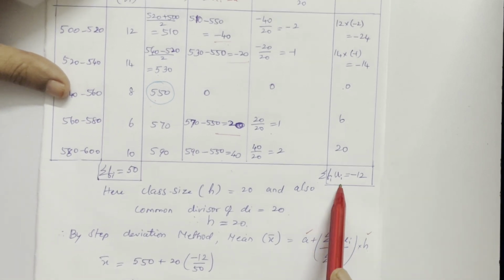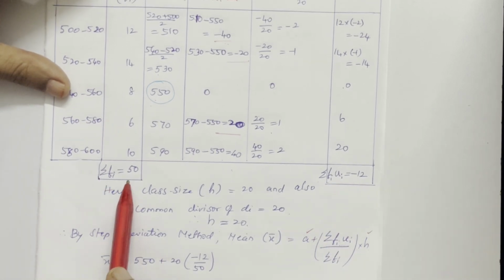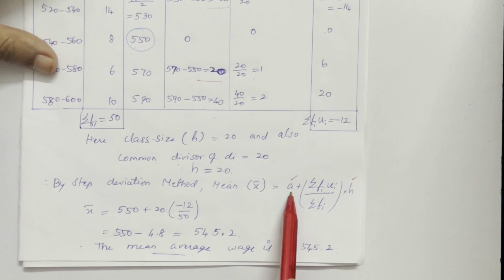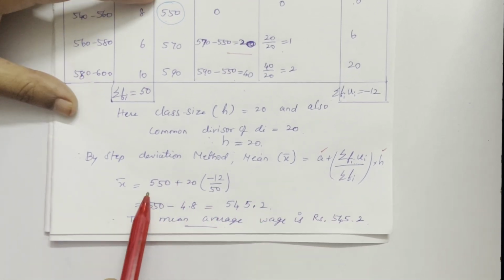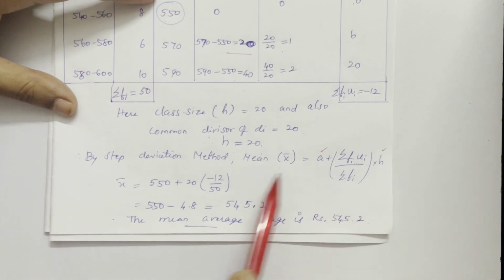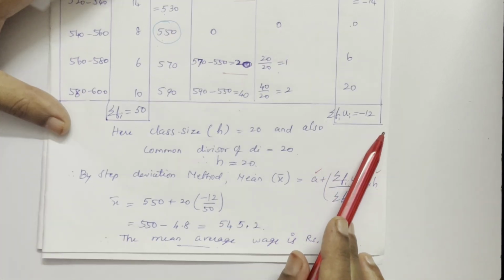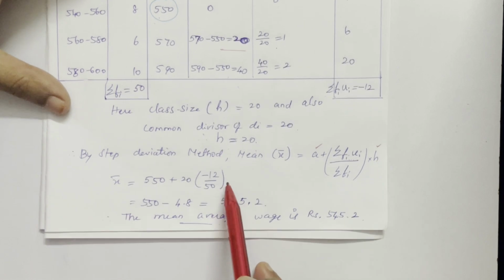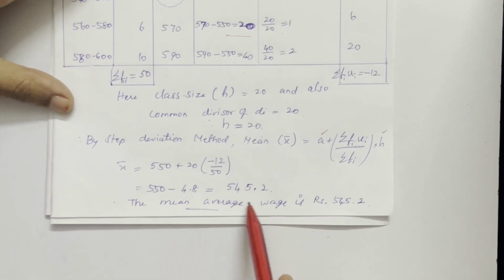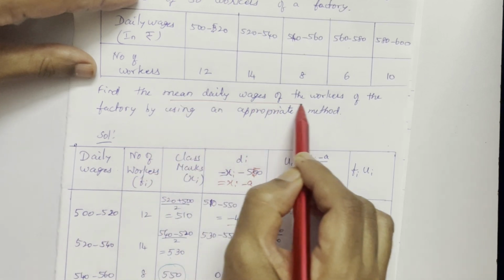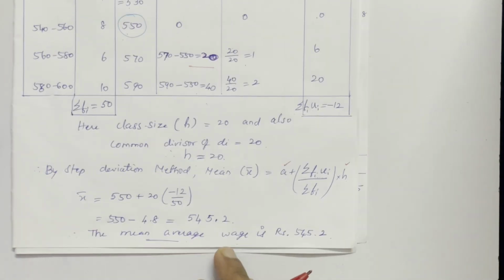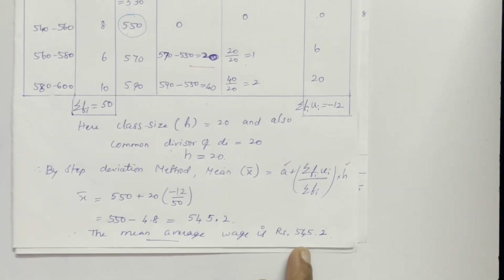Okay, now we will substitute sigma fi ui and sigma fi in the formula along with A and h. We have substituted A as 550 plus h as 20 into sigma fi ui as minus 12, over sigma fi as 50. We have substituted and found the answer. What have we found? The mean daily wages of workers. The mean average wages is rupees 545.2.